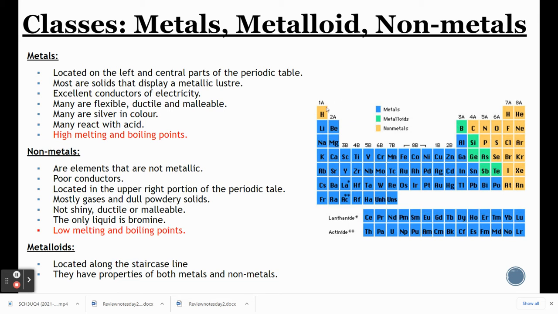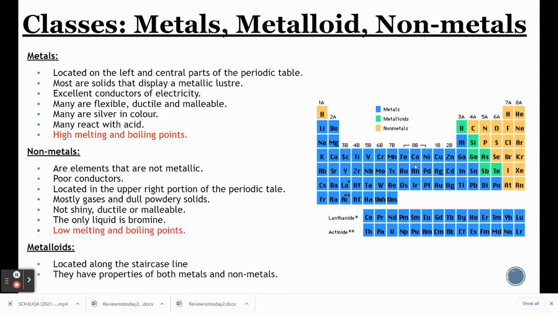There is an exception. Remember over here, hydrogen is not considered a metal, but it's still on this side, the left side anyways. It's a non-metal though. Typically, your metals are going to be solid at room temperature. There are some exceptions like mercury, which is liquid at room temperature. Your non-metals, they can be gases, they can be solid, they can be liquid at room temperature.